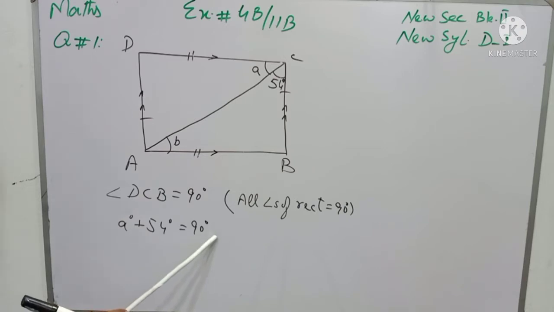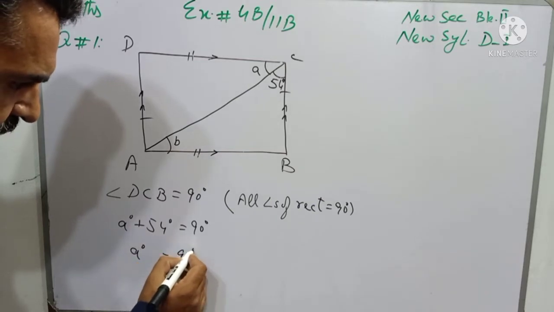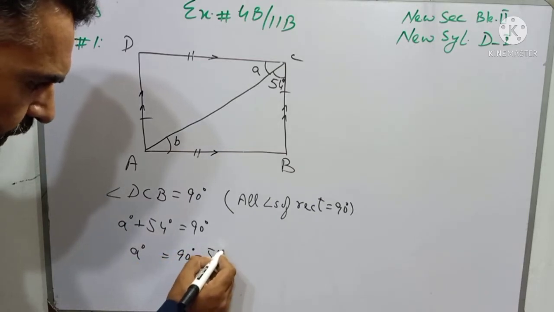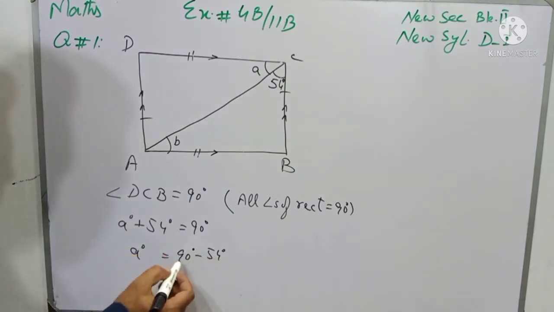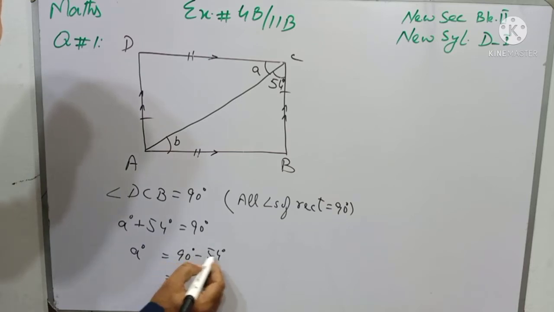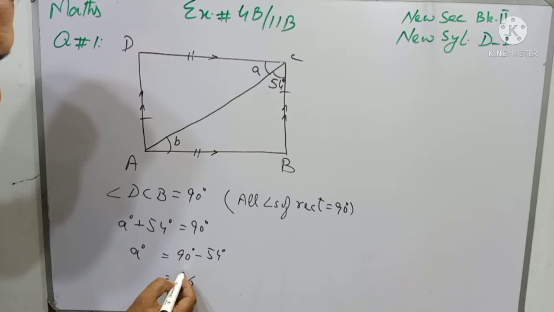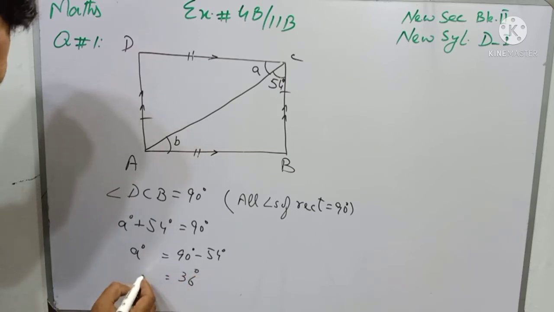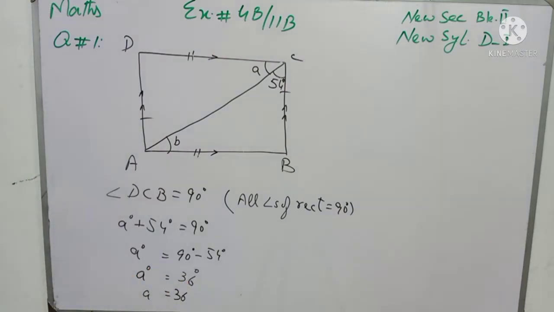When we transfer it to the other side, it will become minus, and the value of A will be 90 degrees minus 54 degrees. And when we subtract 54 from 90, students, we will have 10 minus 4 means 6 and 8 minus 5 means 3, so it is 36 degrees. So the value of A will be 36 because degree will be cancelled with degree.